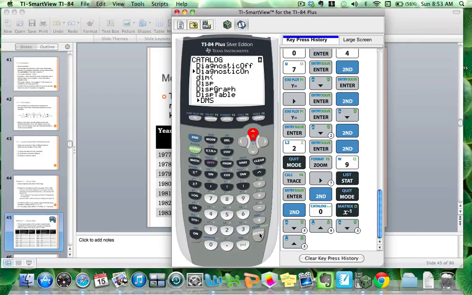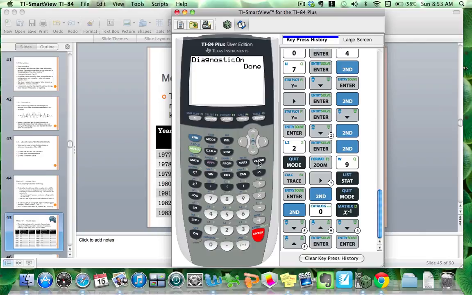When you're there, hit enter, and it'll take you back to your home screen, and hit enter again, and it's going to say done. So everybody's home screen should show diagnostic on, done. Help your neighbors if they need help with this. Now that you've done this, it's done, kind of like how when we turn stats wizards off.